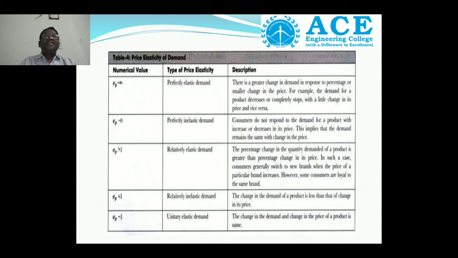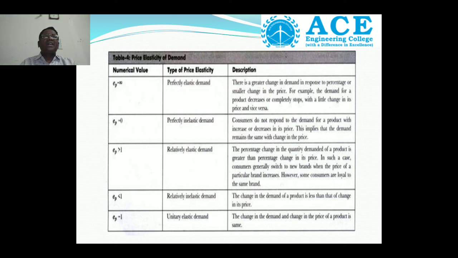Next, the second one is perfectly inelastic demand. The numerical value is 0. The curve shape is vertical to the OY axis. Then what is the description? Consumers do not respond to the demand for a product with an increase or decrease in its price. This implies that the demand remains the same with a change in the price.